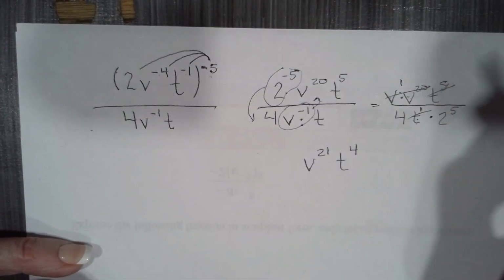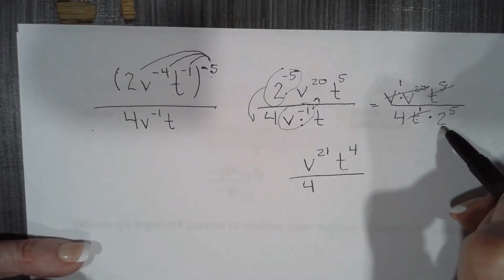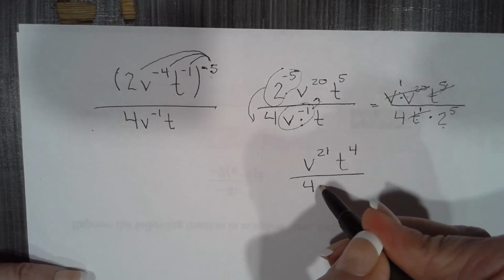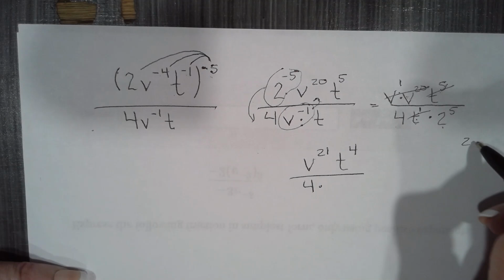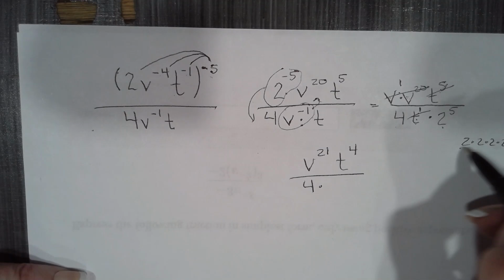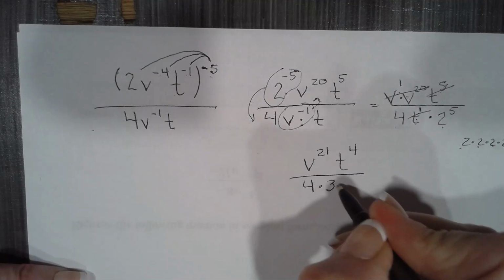I've fixed my t's. Okay, now this is 4. And if you need to go to a calculator, go to a calculator. 2 to the 5th power. It's not 2 times 5. It's 2 to the 5th power. So 2 times 2 times 2 times 2 times 2. 2 times 2 is 4, times 2 is 8, times 2 is 16, times 2 is 32.